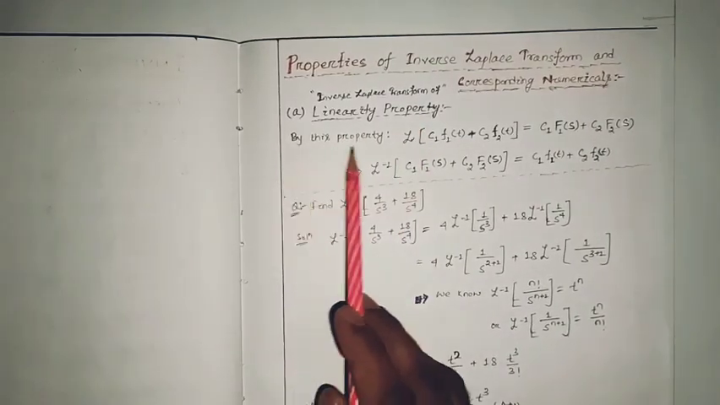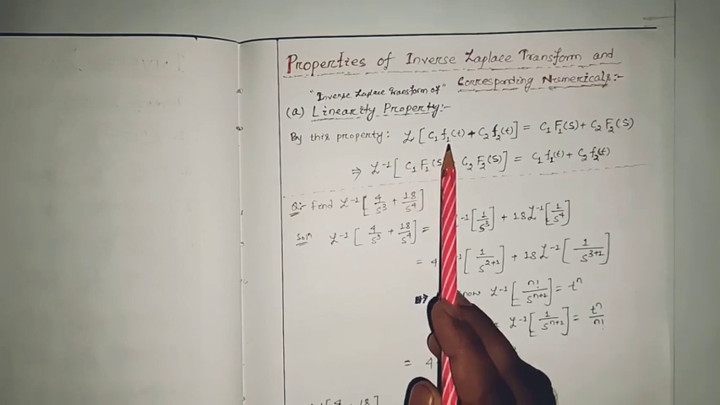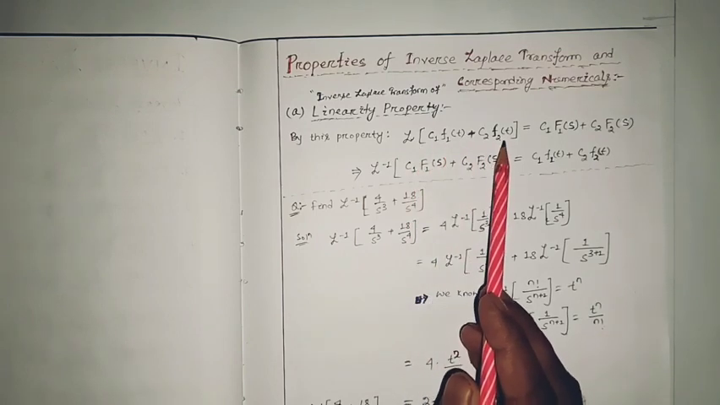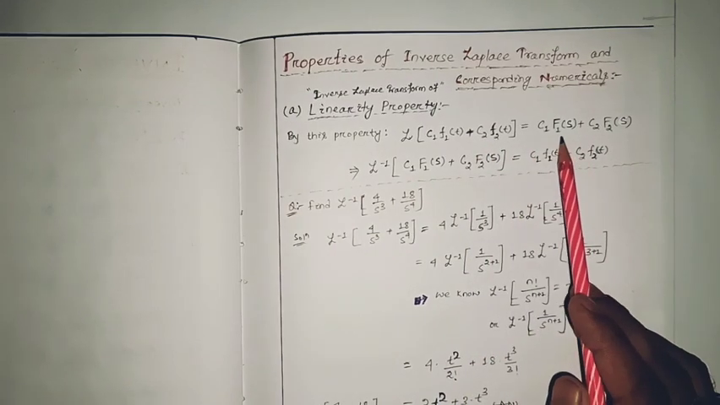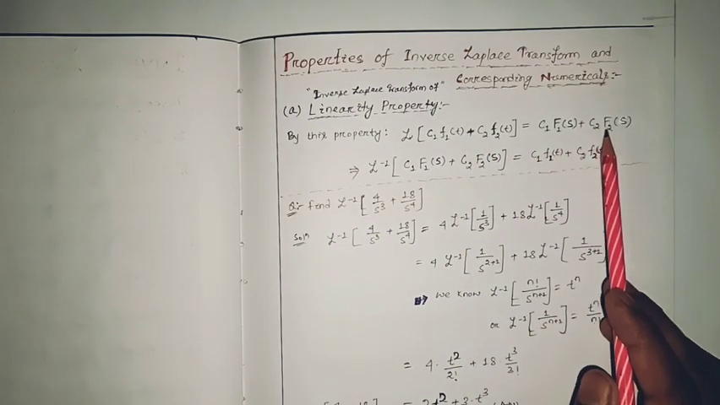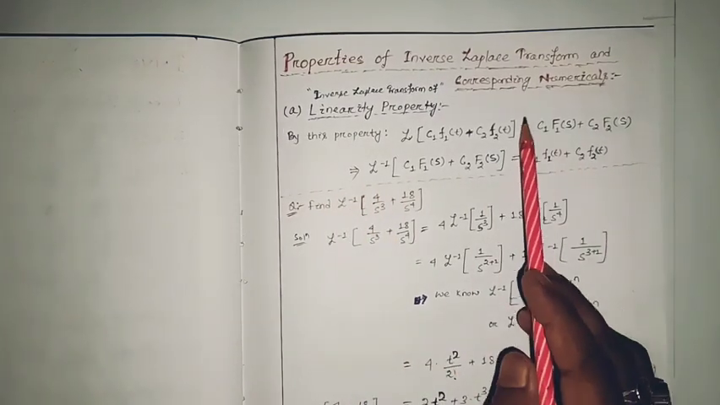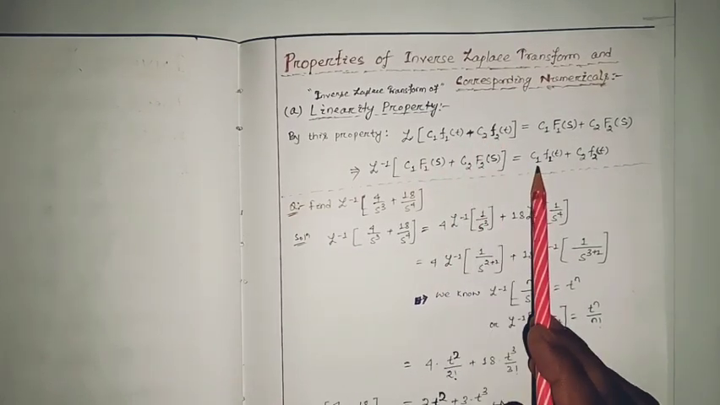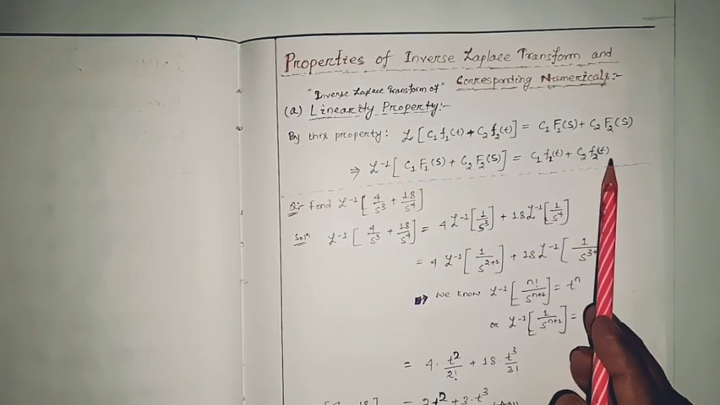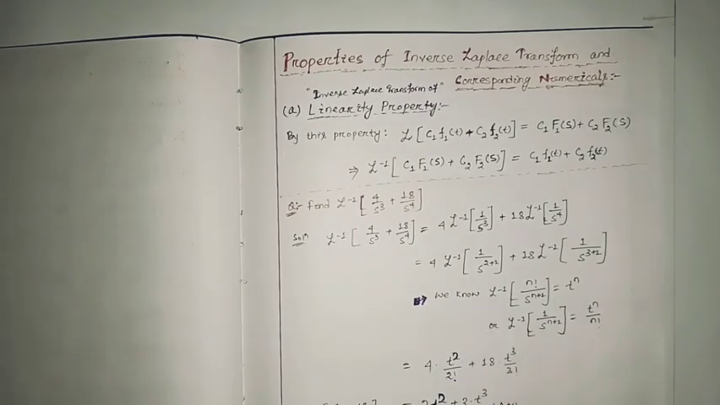The first property, which we have already discussed, is the linear property. According to this property, Laplace transform of C1 F1(t) plus C2 F2(t), where C1 and C2 are constants, will be equal to C1 F1(s) plus C2 F2(s). That implies the inverse Laplace transform of this will be equal to the original function, C1 F1(t) plus C2 F2(t). Now we are going to go for a numerical based upon this property.